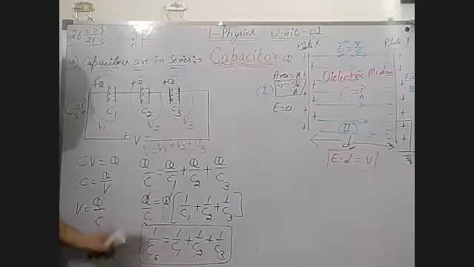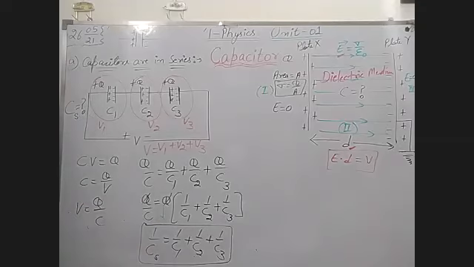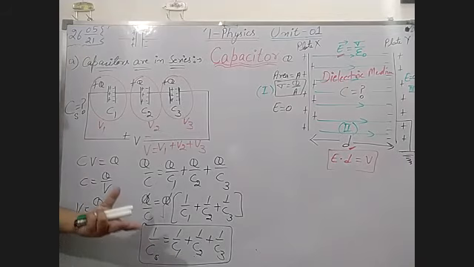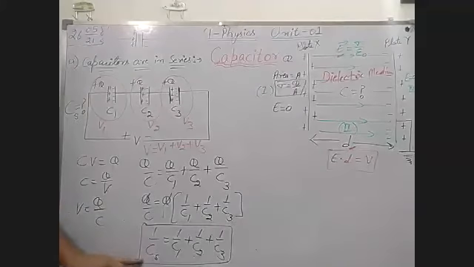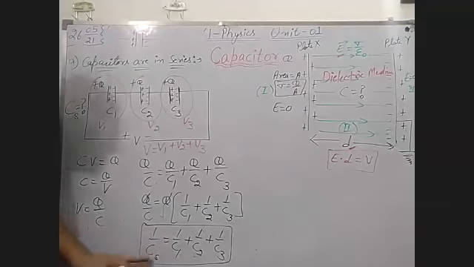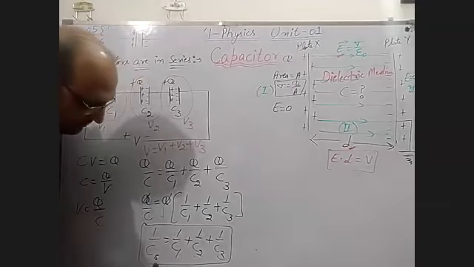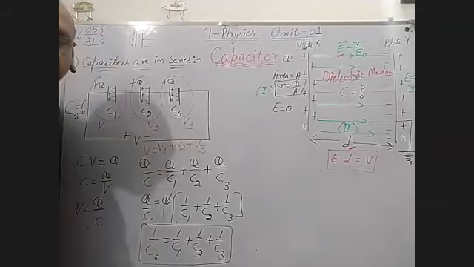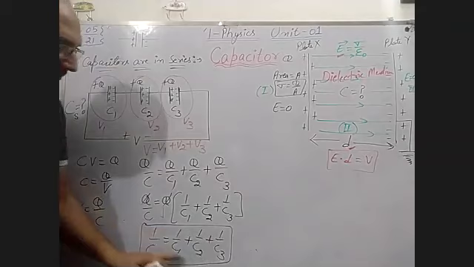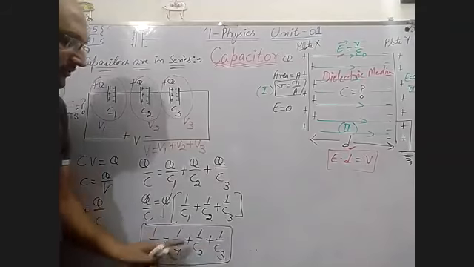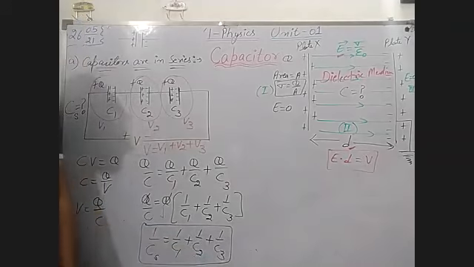We can get the reciprocal of this equivalent capacitance. So at the last we have to invert the answer, then you can get the final capacitance. If you want to take the value of CS only, then you have to reverse the final answer by solving this. Okay, then you can take the final.